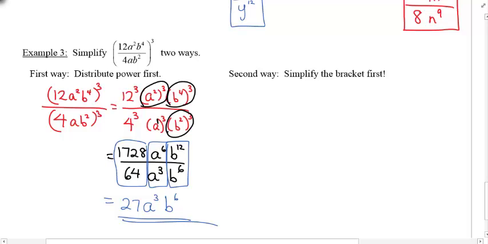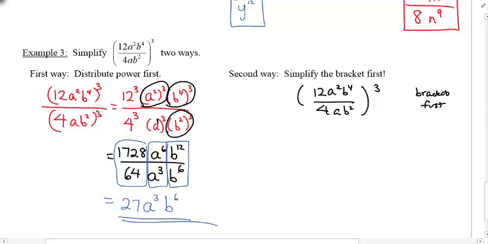Okay. That's called distributing the power using the distributive law, or the power of a product law first, or the quotient law. We can also do it the second way, called simplifying the brackets first. So let me just copy down the question again. And this is like doing order of operations, so I will do the brackets first. And if we did that, let's see what happens.